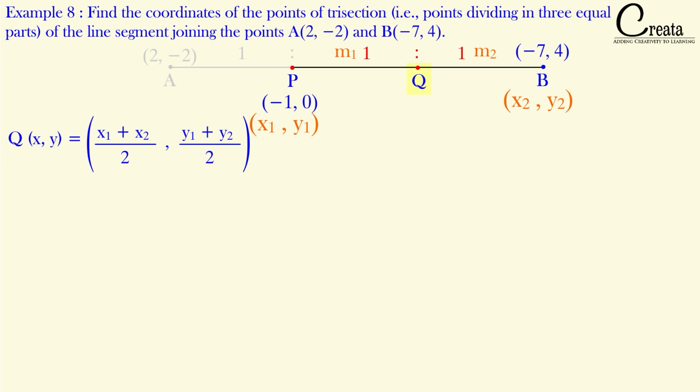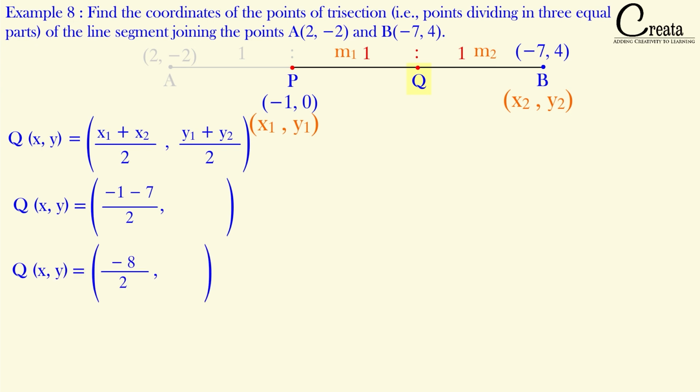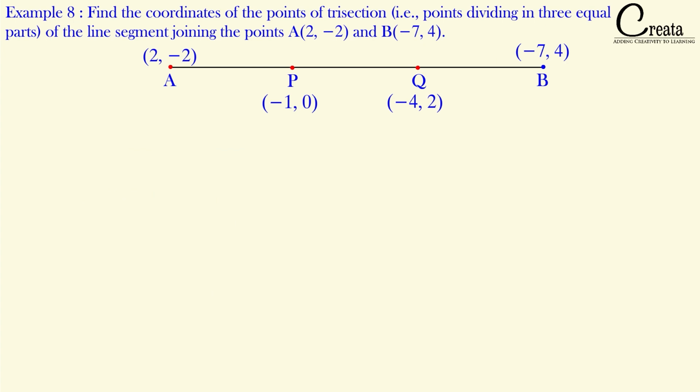So let's apply the midpoint section formula. We know x1 and x2. So let's go for the x coordinate. That will be (-1 - 7) upon 2, that is -4. In a similar way, we can go for the y coordinate, (0 + 4) upon 2, that will be 2. So we got the Q coordinate as (-4, 2). That is the answer. We got the coordinate P as well as the coordinate Q.